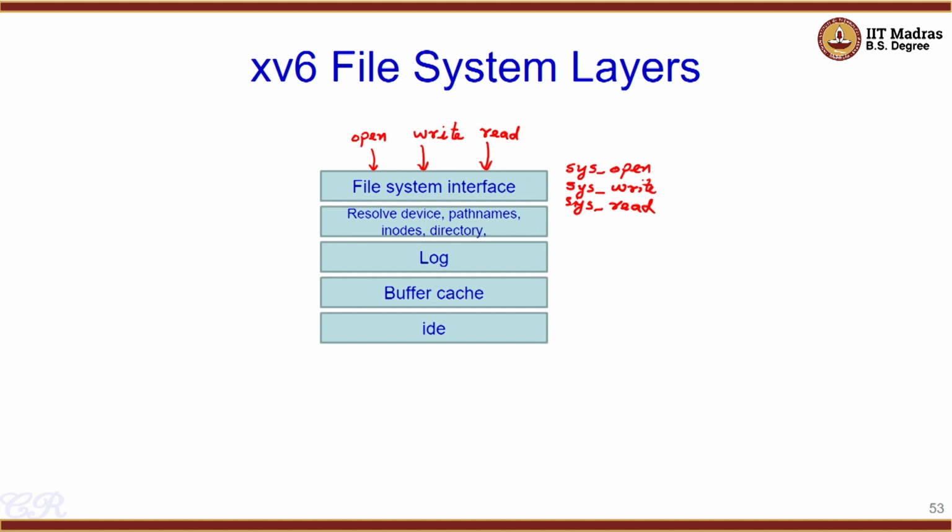Now, the second layer is essentially where we identify the device which is going to handle these system calls, whether it's a hard disk or any other device, and we also resolve path names to identify the file in a certain path in the file system. We identify also the inodes and the directory. One thing to note over here is that the typical way Linux works is that even devices can be accessed like a file.